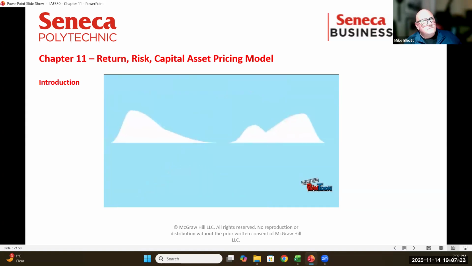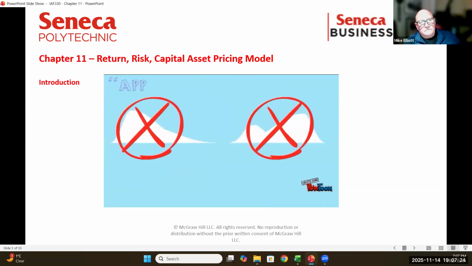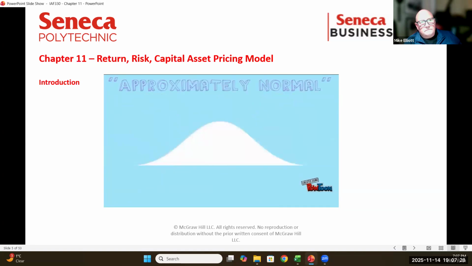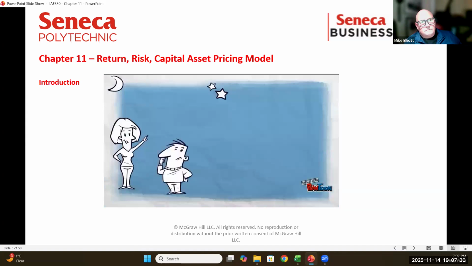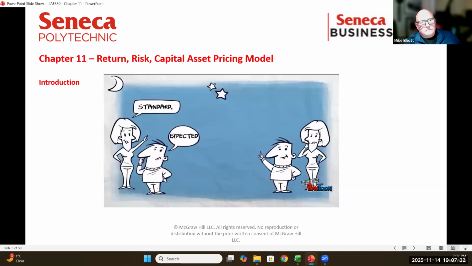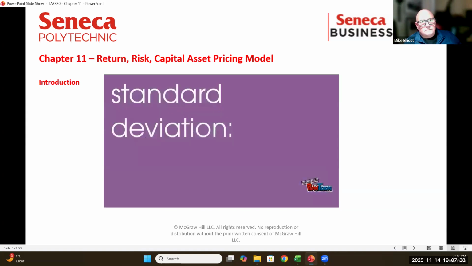Standard deviation is used when the distribution of data is approximately normal, resembling a bell curve. Standard deviation is commonly used to understand whether a specific data point is standard and expected, or unusual and unexpected. Standard deviation is represented by the lowercase Greek letter sigma.